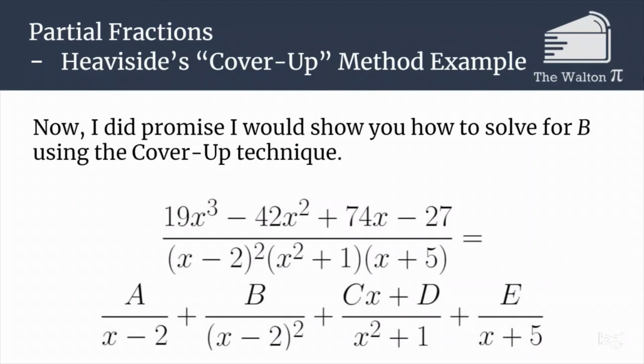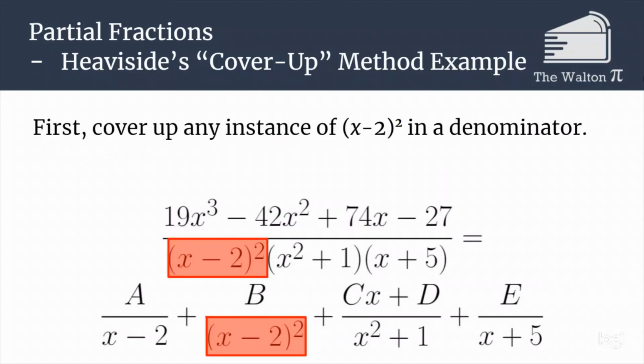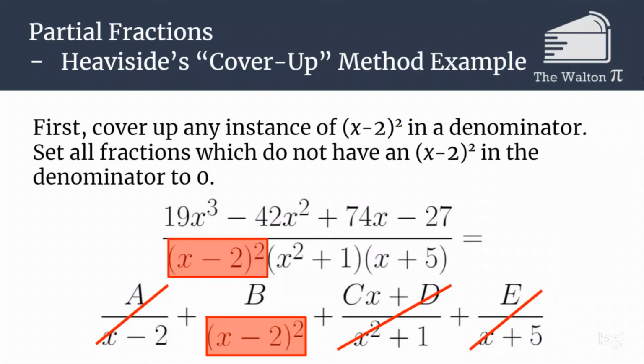Now, I did promise I would show how to solve for b using the cover-up technique, and we got a little bit sidetracked with the other method that we could do to have also solved for a at the same time. But using the cover-up technique, we're going to first want to cover up any instance of x minus 2 squared in the denominator. So those two spots are going to just disappear. The next thing we want to do is to set all fractions which don't have an x minus 2 squared in the denominator to 0. Notice that this is also going to set a to be 0.